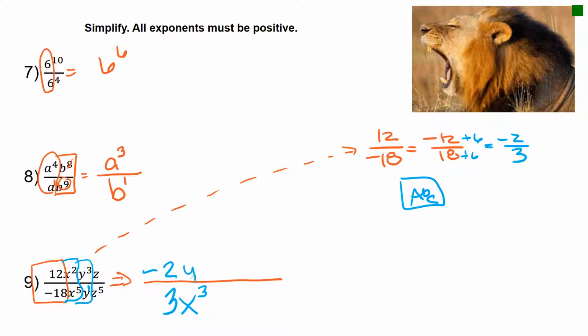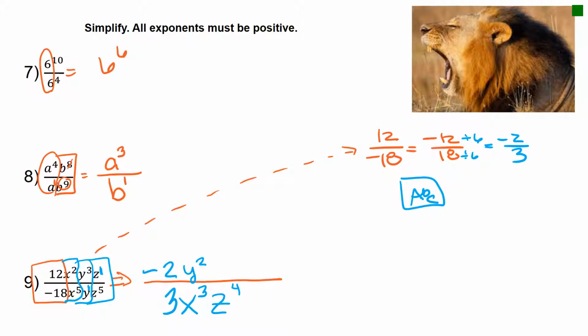Look at the y's. There's more y's on top. 3, cancel that 1 away. Gives you 2. Give a 1 to that z. Where are there more z's? On the bottom. 5, cancel that 1 away, gives you 4.